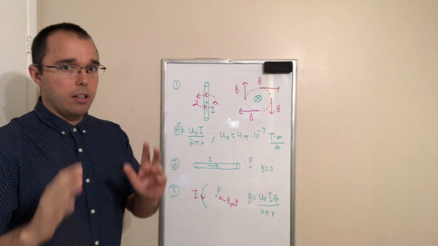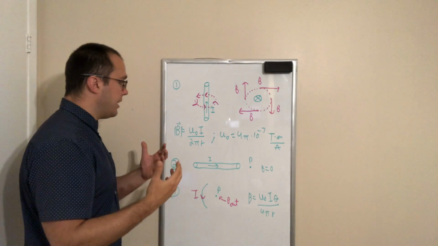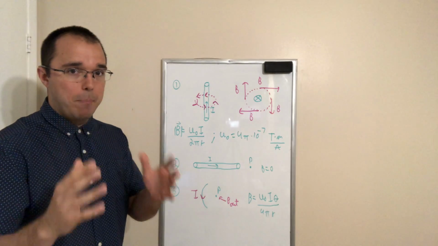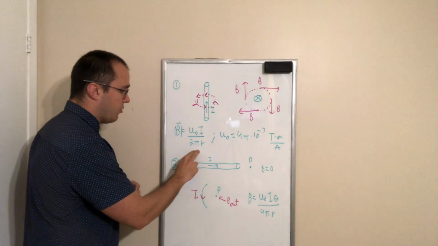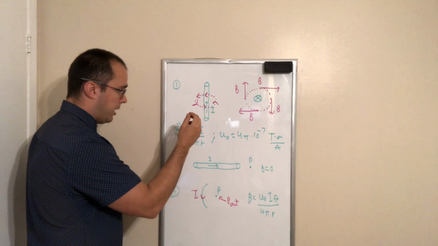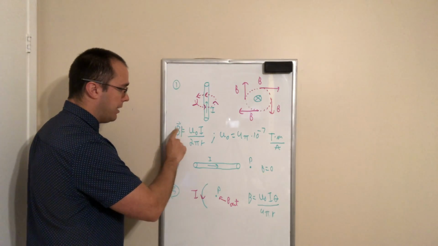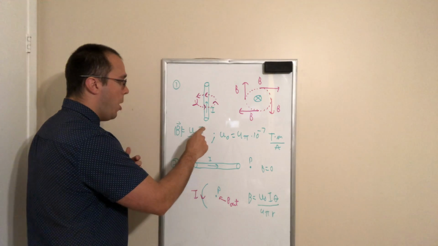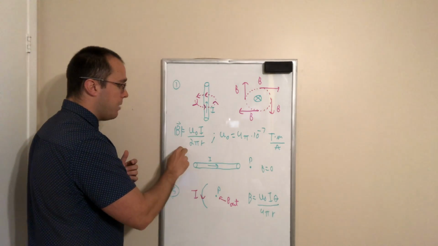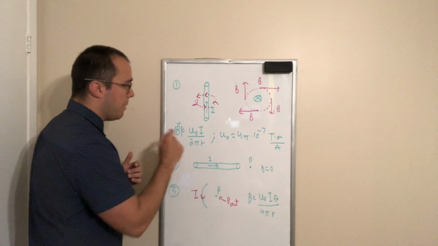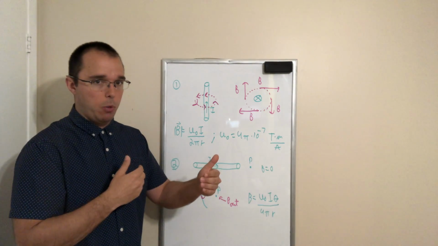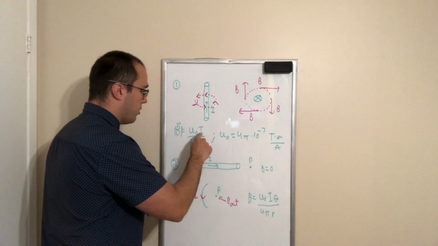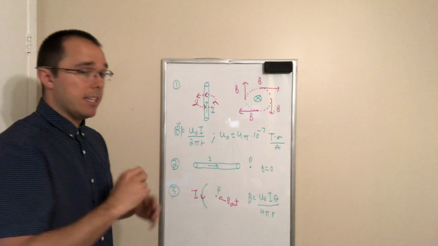Now Biot-Savart tells us that we can find the magnitude of the magnetic field by applying this formula. In the case of a current carrying wire, the magnitude is equal to the permeability of free space multiplied by the current, divided by 2 pi multiplied by the radius, or the distance from the wire. Now this term over here, the permeability of free space, is a new term.